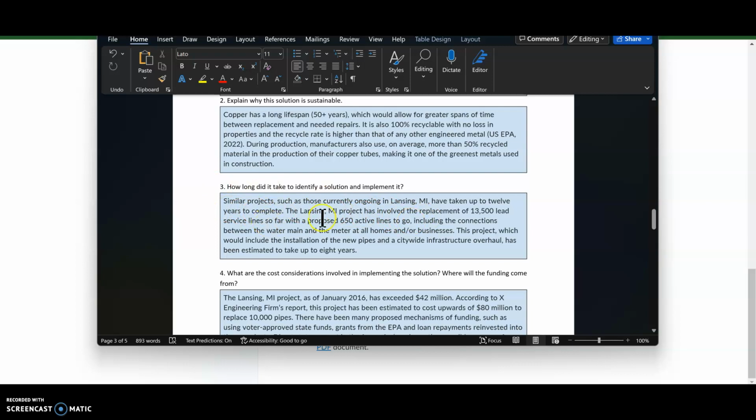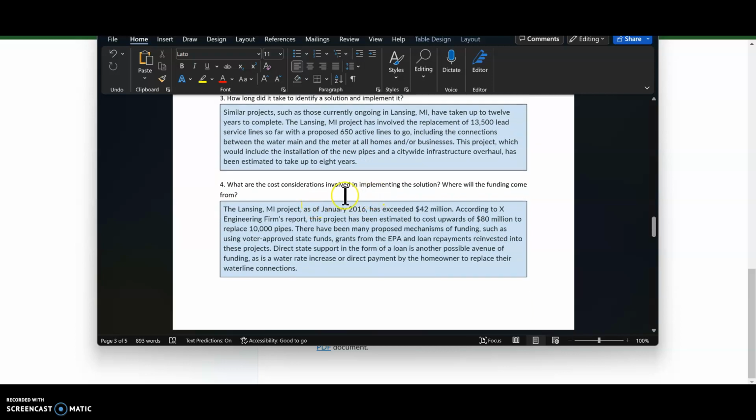And then it goes into, this was a project that was done in a different town. And so I'm using that to kind of compare, like, how long would it take for the town that I'm talking about to do it. And so you might have to get a little creative with this based on what topic you're covering.